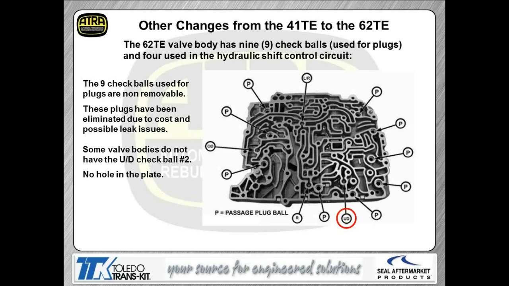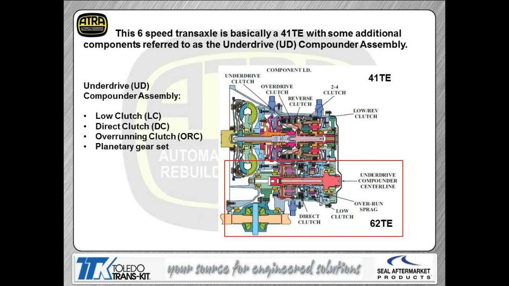Okay, like I was saying before, the 6-speed is basically a 41TE with some additional components added to it, referred to as the underdrive compounder assembly. As you can see here at the top of the diagram, this is the same as a 41TE, so the main case parts really didn't change. Now over here on the differential side, where the transfer shaft is in the differential, this is the underdrive compounder assembly. They've added a direct clutch here, and they've also added a low clutch and a sprag. We didn't have a sprag before on the 41TEs. And you'll also find in the same area there'll be a planetary set.